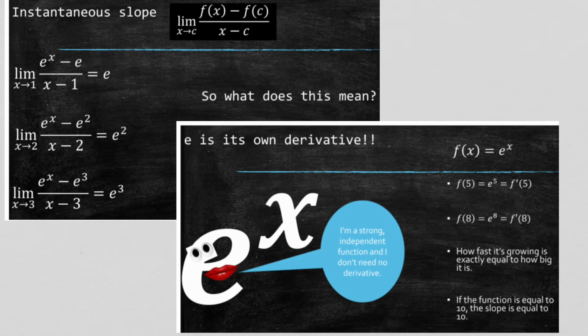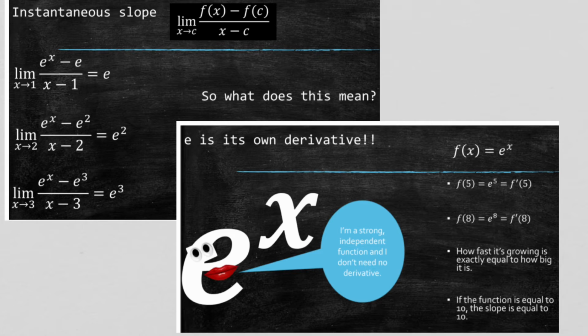So the limit as x goes towards c of f of x minus f of c over x minus c. So here, if I do each of these e functions, e to the first, e to the second, and e to the third, that average rate of change, which is that limit value, comes back to its original function. So here, e is its own derivative. So if I have e to the fifth, and I want to find f of 5, it's the same thing as doing it for the derivative at 5. If I wanted to find e to the 8th, f of 8, it's the same thing as doing the derivative of that function at 8 also.